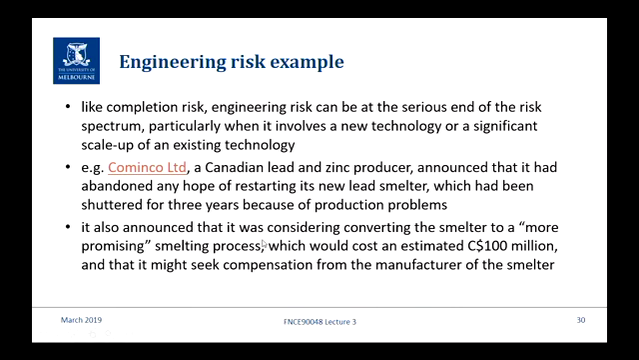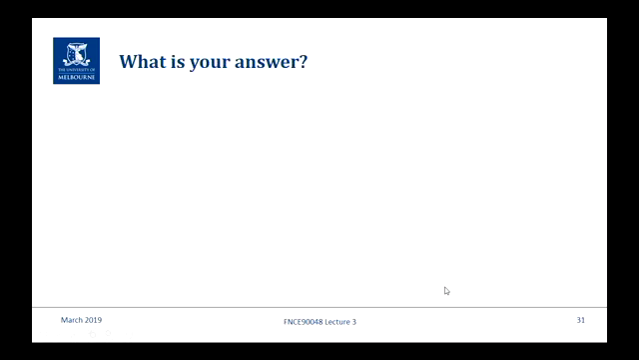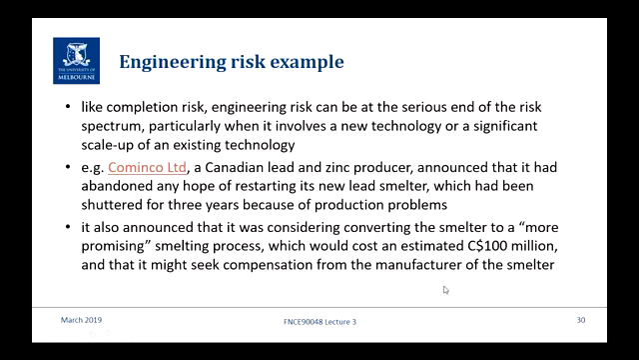We were hoping to restart it, we're not going to. We also announced that we're considering converting the smelter to a more promising smelting process, which would cost an estimated 100 million Canadian, and it might seek compensation from the manufacturer of the smelter. Okay, so have a read of that again, those two, the bottom two paragraphs. Have a think about it. Remember, I'm talking about announcement effects. What can we reasonably assume is an outcome?